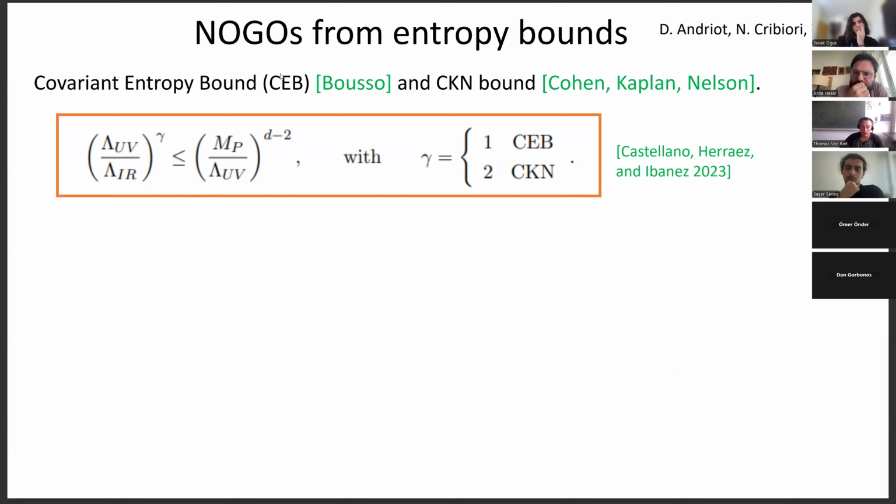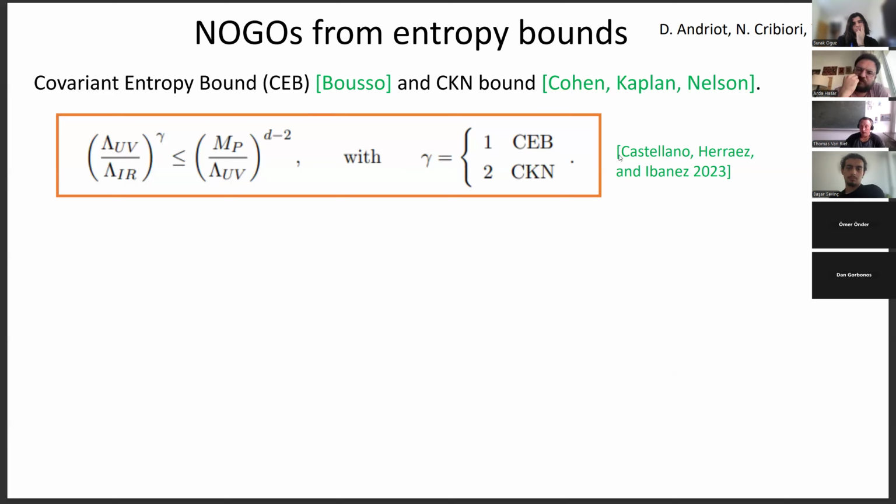So the two famous entropy bounds are called covariant entropy bounds. That's for sure, I would say, the literature would say this has to be correct. And then a more crazy one is called the CKN bound due to Cohen, Kaplan, and Nelson.